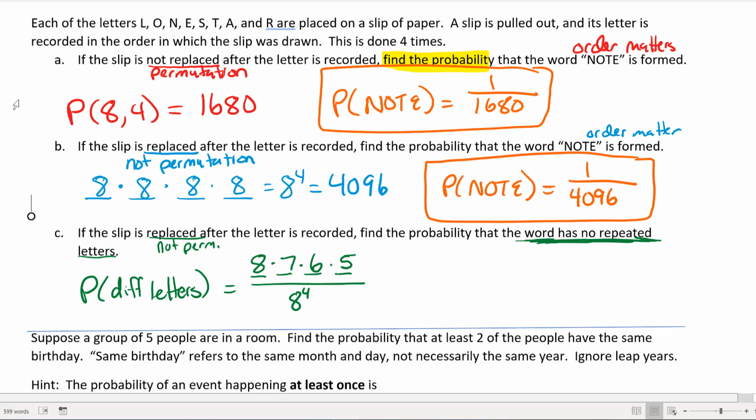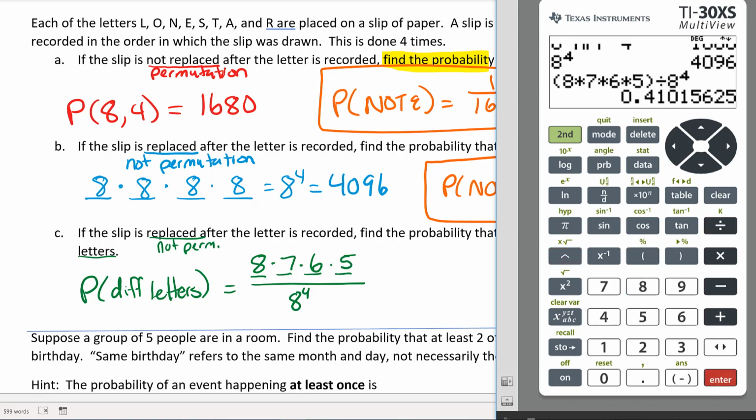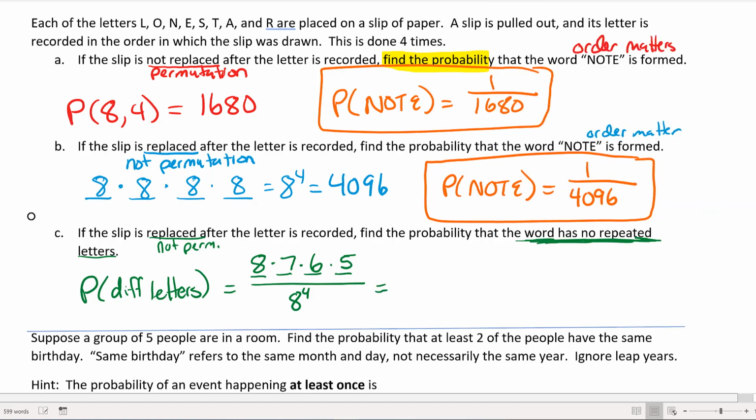So when I get out my calculator, I'm going to have in the numerator 8 times 7 times 6 times 5 divided by, in the denominator, 8 to the 4th. And then let's see if I can put that back in a fraction. And that comes out to be 105 over 256. So this is the probability that we will get different letters when we pull the 4 slips of paper out.